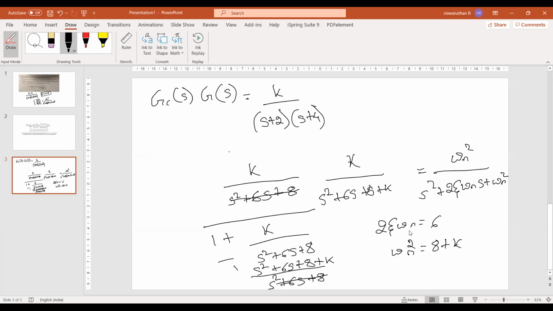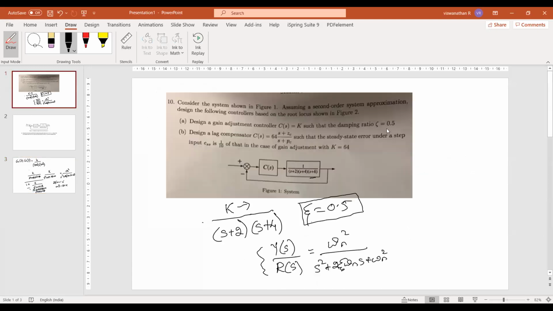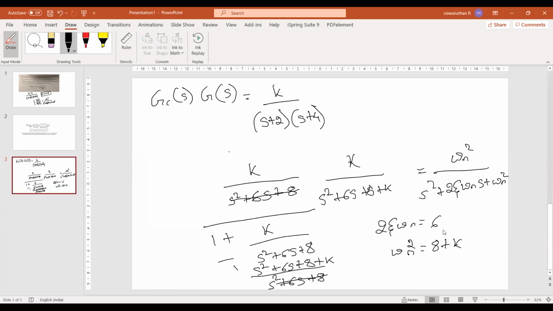So what is given here? The given value is such that zeta equal to 0.5. Okay, so you substitute zeta equal to 0.5. How much do you get omega n equal to? What is omega n from this equation? 6, sir. 6. Yes, sir. Okay, what is k?